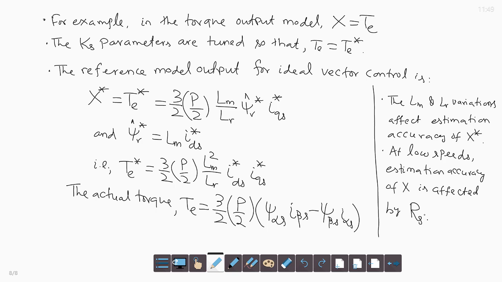So, these are the challenges, and the closed loop control should be designed considering these issues, so that x and x star are matched and parameter tuning occurs.